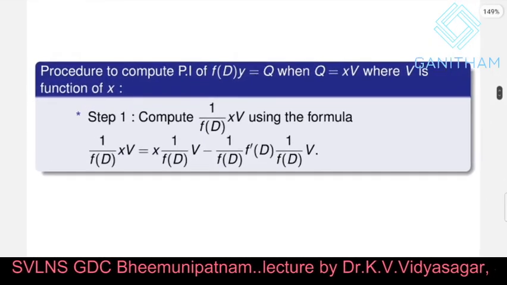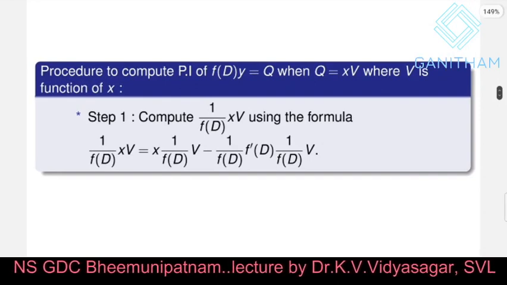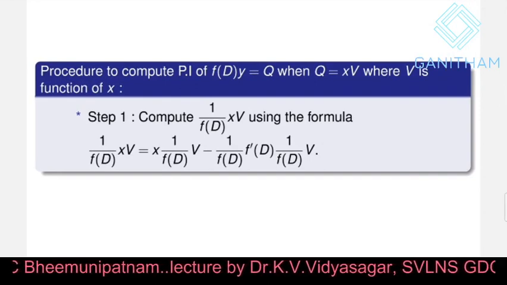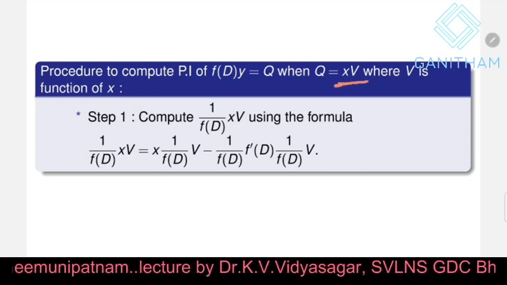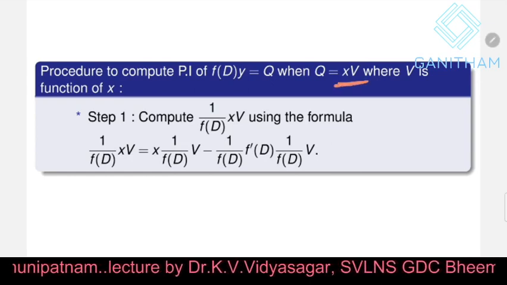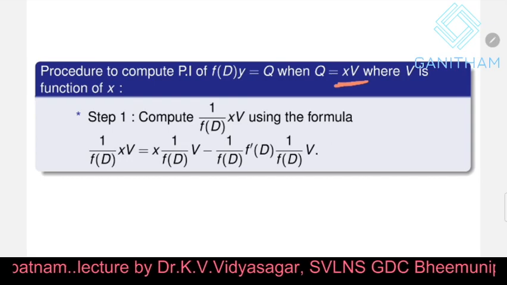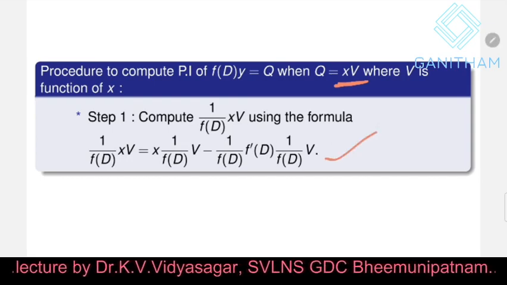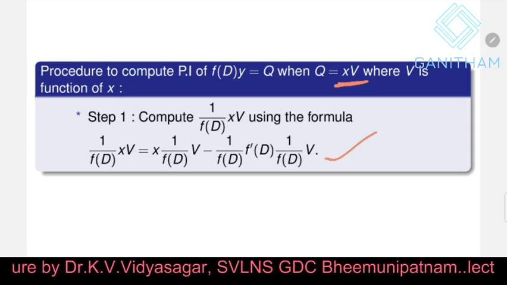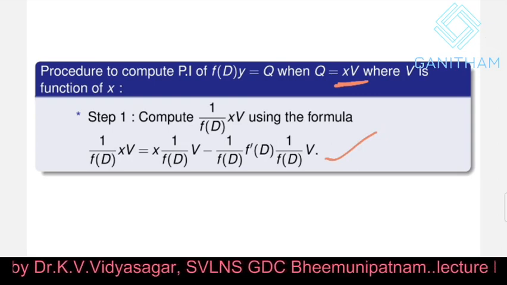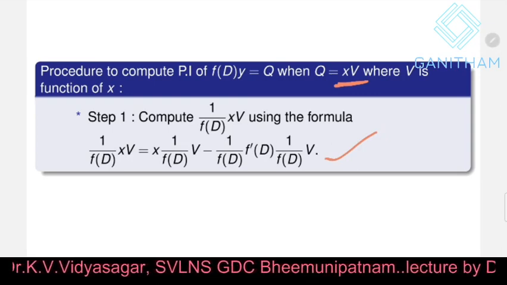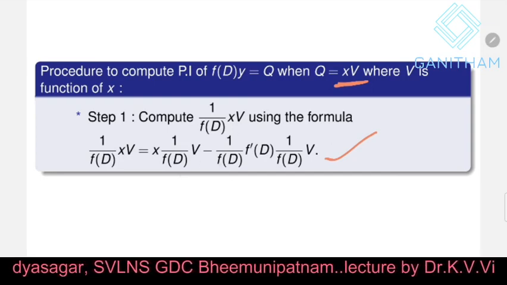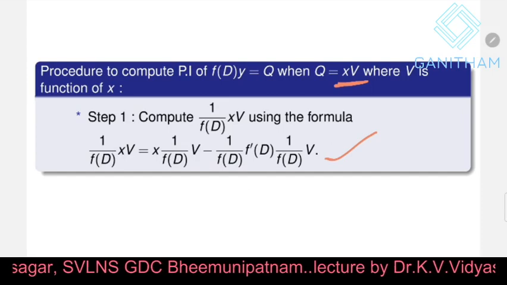This is the third method in unit 4, when f of D into y is equal to Q of x, which is equal to x into V, where V is some function of x. For this the formula is 1 by f of D into x into V is equal to x into 1 by f of D into V minus 1 by f of D into f dash of D into 1 by f of D into V.